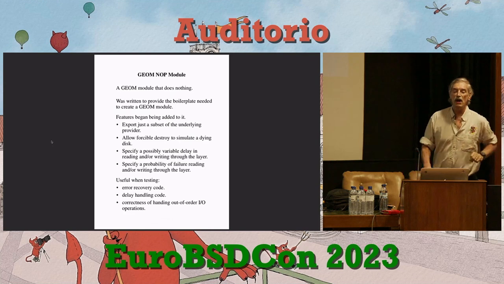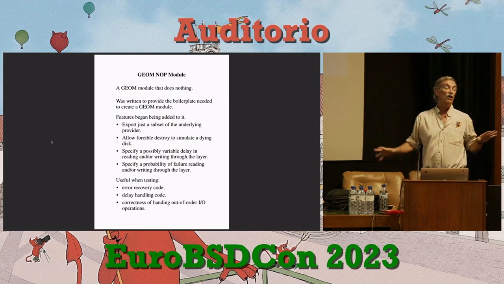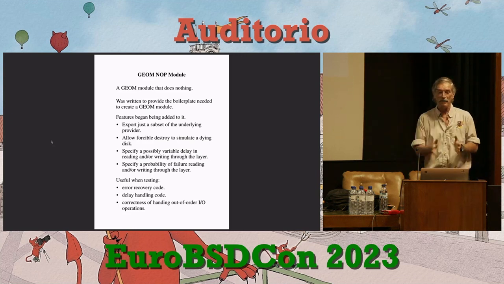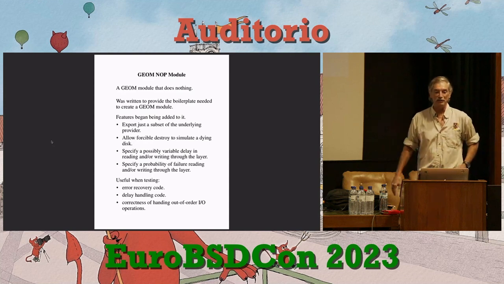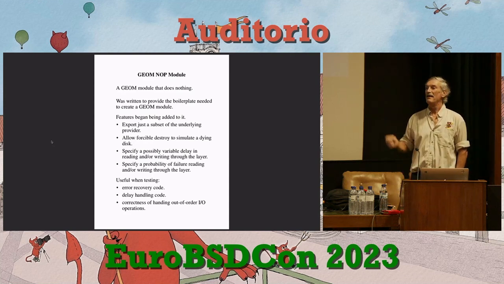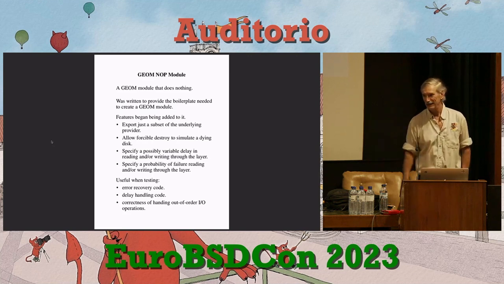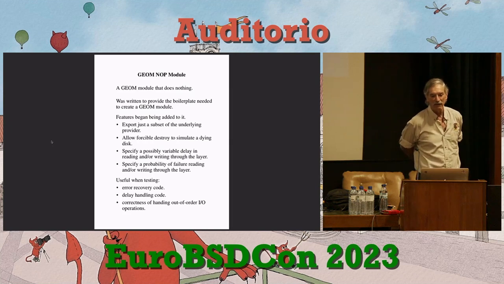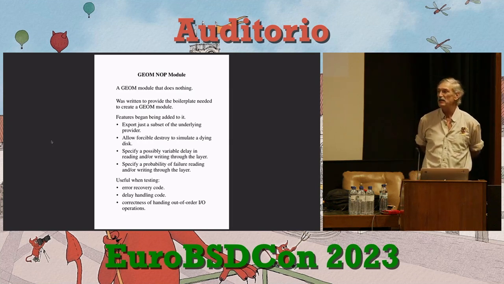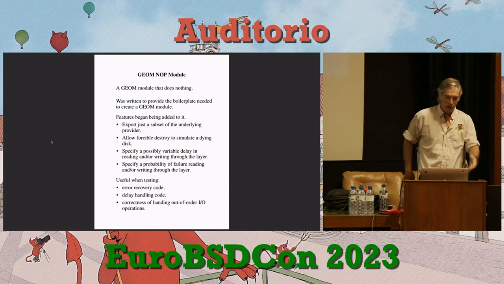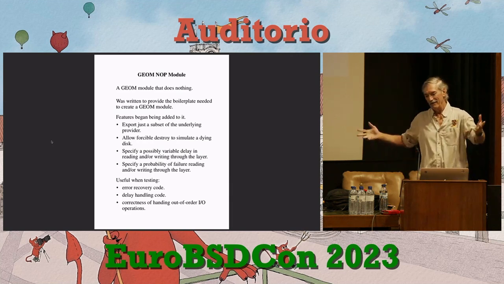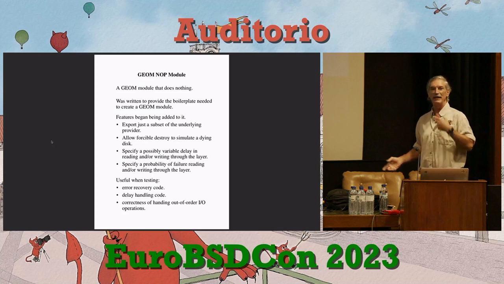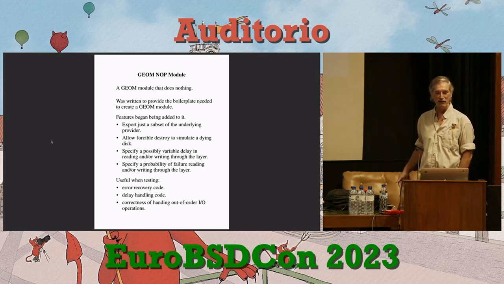Well, there's one other GEOM module that I'd like to talk about, just since I've got everybody's attention here and I have like 5 minutes left. And that's the GEOM NOOP module. It's a GEOM module that does absolutely nothing, or at least that's what it used to be. It was originally written to provide the boilerplate needed to create a GEOM module. So, when I wanted to create gunion, I didn't have to start with a blank sheet of paper. I just made a copy of the NOOP module, and then I just started adding the functionality for gunion.